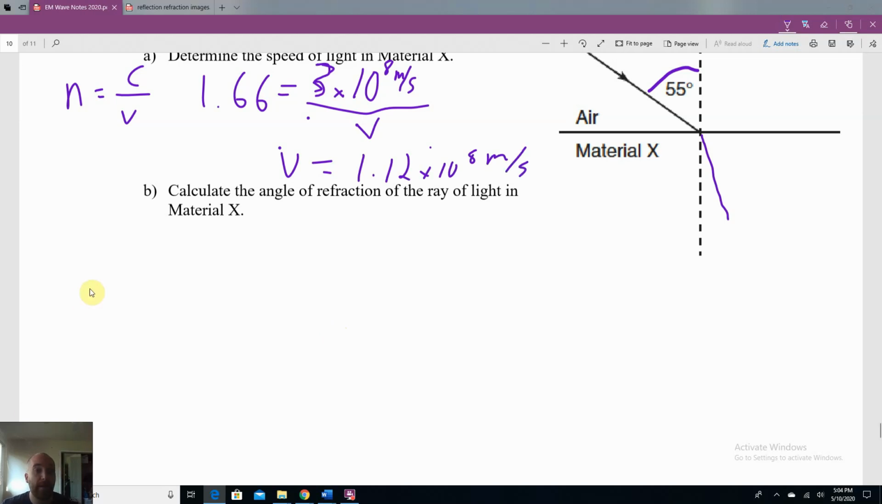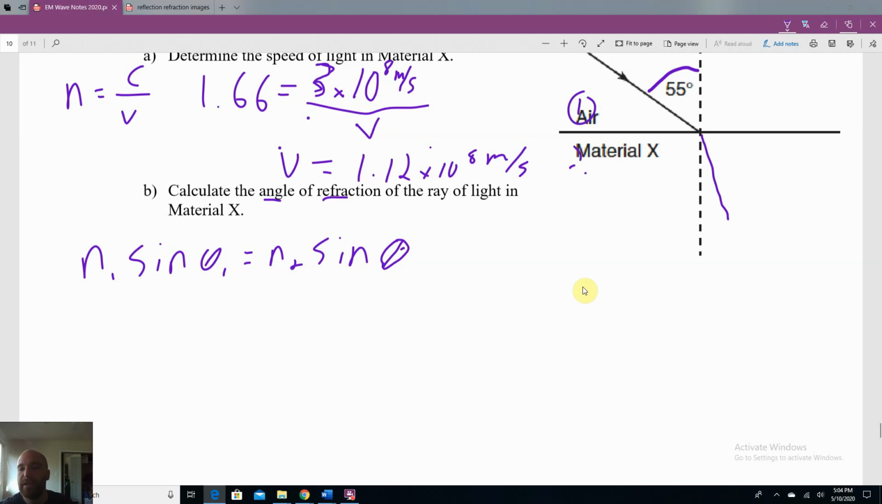Cool. Now we want the angle of refraction. So we're doing the angles, we're doing refraction. As soon as you see that, n1 sine theta 1 equals n2 sine theta 2. And I am going to go slow and go through all the math, because it's kind of a weird equation. So if you're good with the math, you can skip to the end, but for now, let's do this. Alright, air is going to be material 1. Material x is going to be number 2.